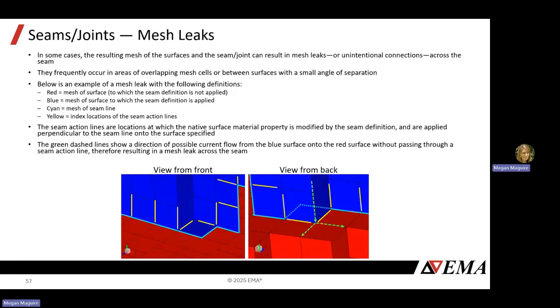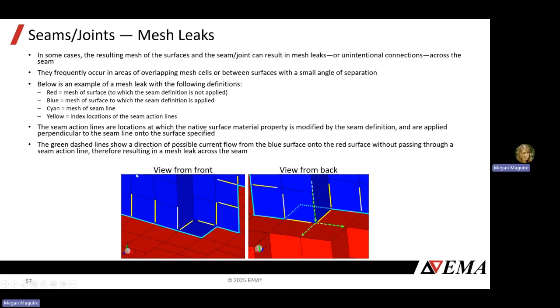One issue that you can run into with seams related to your mesh is a mesh leak. And these can be easy to miss, but can have a big impact on your model. And so when I say mesh leak, I basically mean that current can flow through your model while bypassing a seam. Even though you see the seam being there, it may be bypassing it. And this has to do with basically how things mesh together. So on the bottom, I show an example of this.